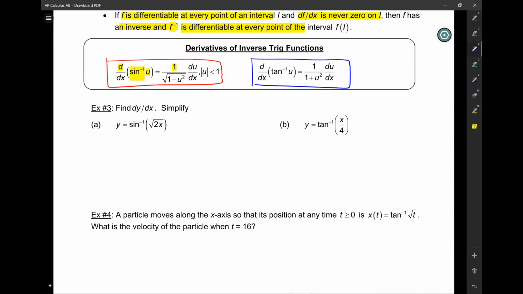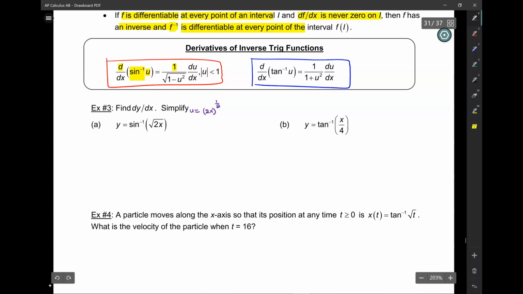Now let's find dy dx here, and then obviously we need to simplify. This is the inverse sine of the square root of 2x. So what is u in this function? 2x to the power of 1/2. Here's a good example. u is the square root of 2x. The derivative would be 1 over 2 root 2x times the derivative of the inside.